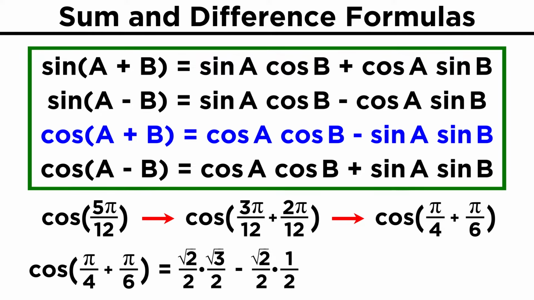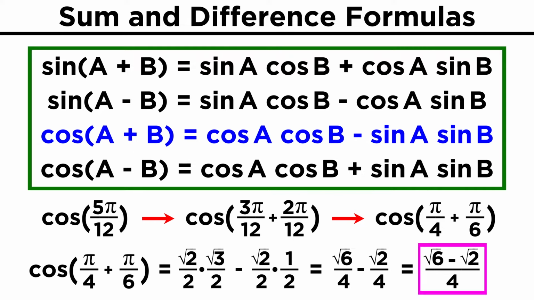They will be root 2 over 2 times root 3 over 2 minus root 2 over 2 times 1/2. After multiplying, that's root 6 over 4 minus root 2 over 4, which combine to give root 6 minus root 2 over 4. I know this isn't pretty, but it is an exact value, which can be more valuable than approximating with a calculator.